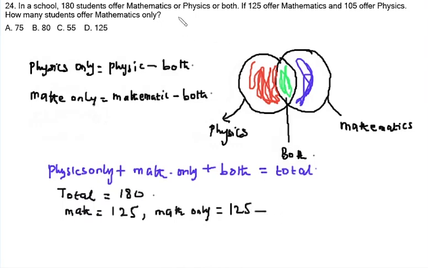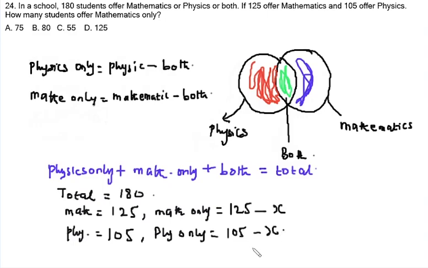But in the question, we're not given the people that offer both, so we will denote it as x. So math only is 125 minus x. And then we're told that 105 offered physics. So physics has 105. And then physics only is equal to 105 minus people that offer both. So we'll see that it's 105 minus x.